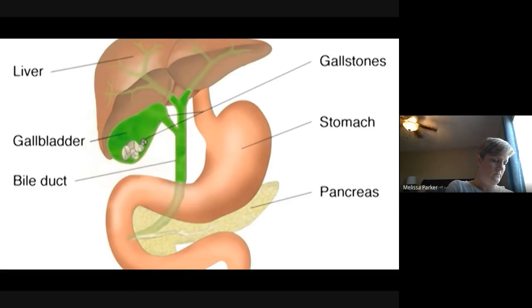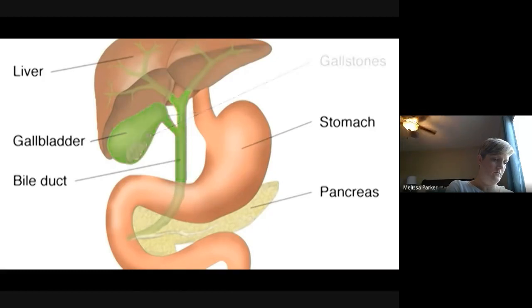Typically, you'll have that pain until the stone rolls out of the way back down into the gallbladder, and once that happens, the gallbladder can empty. Because the stone can roll in and out of the neck of the gallbladder, the pain can come and go, and that's very classic and typical for gallbladder pain.